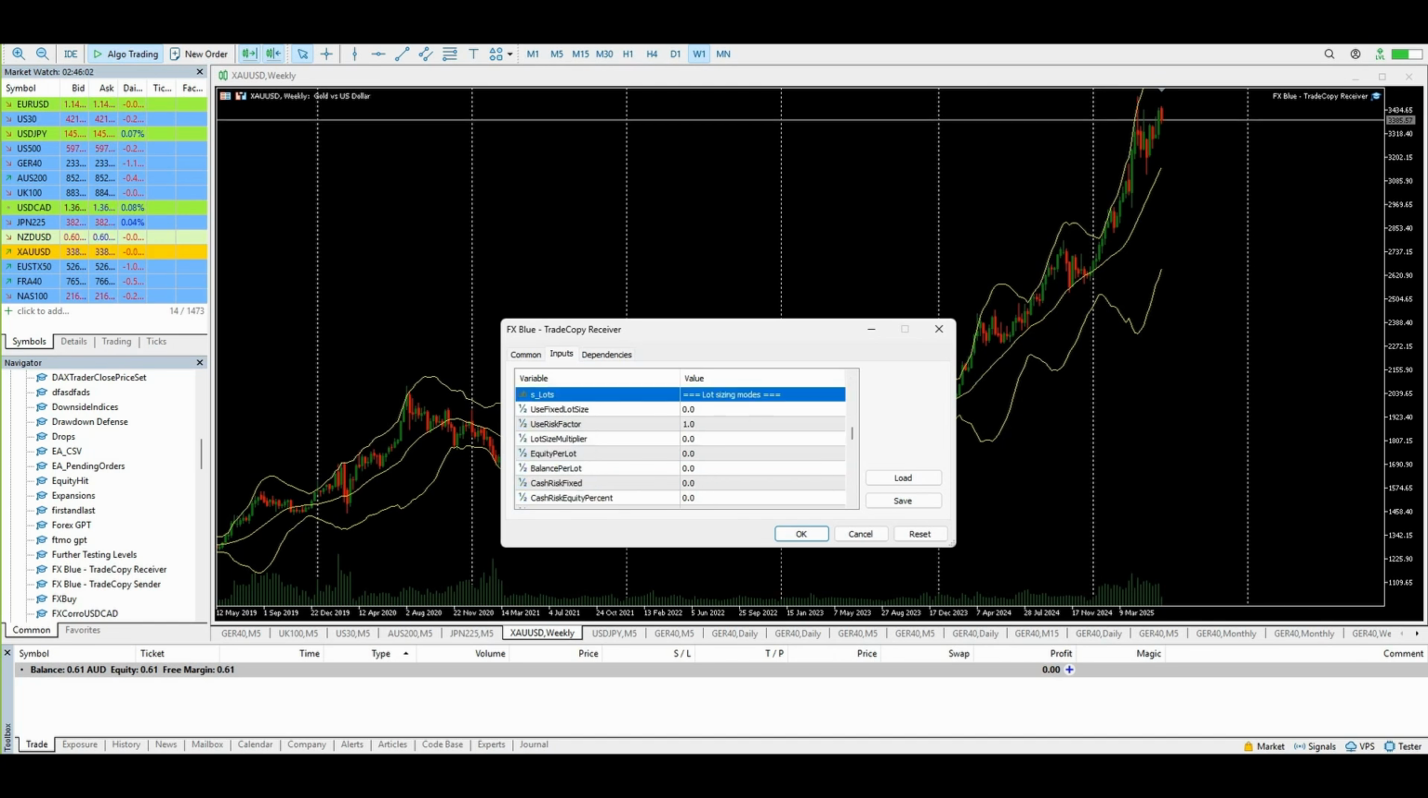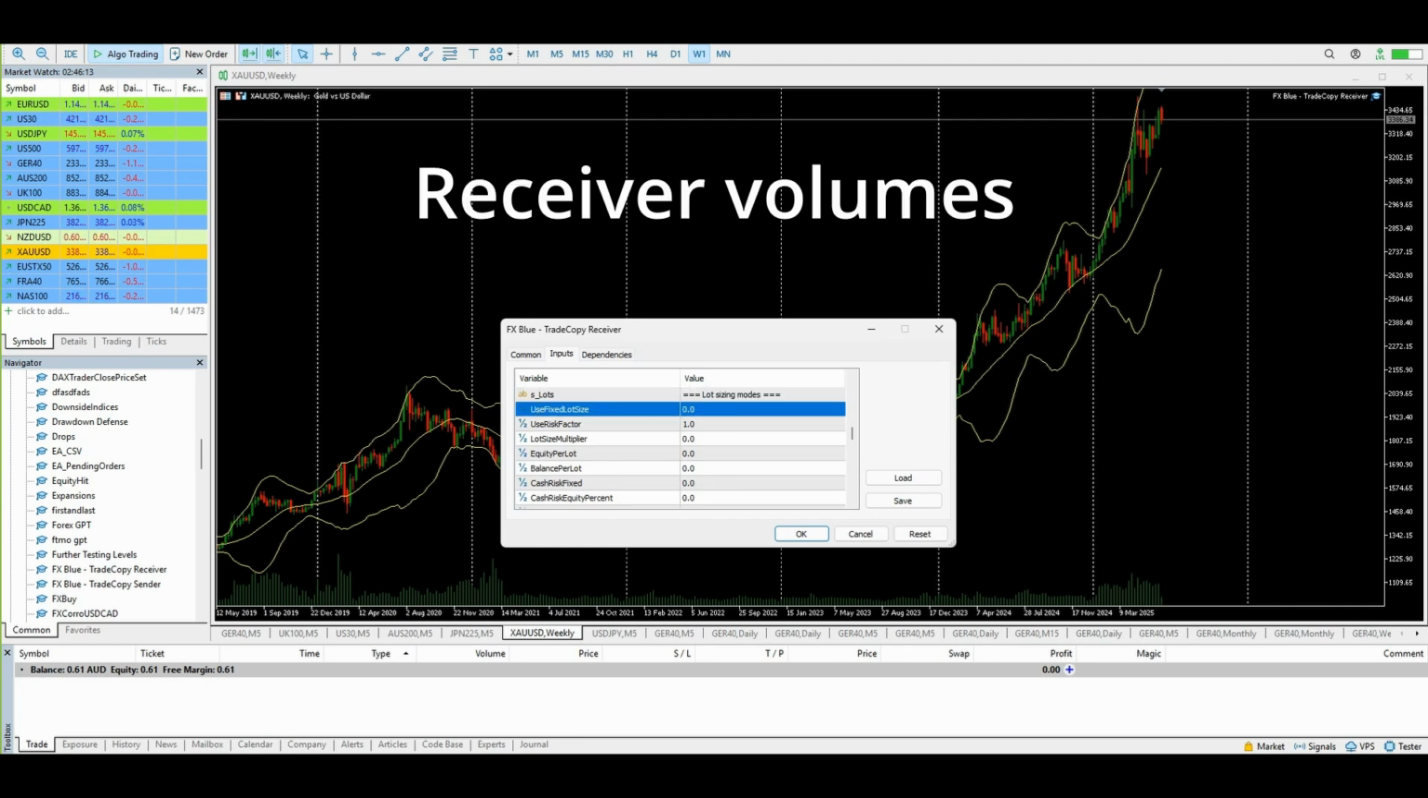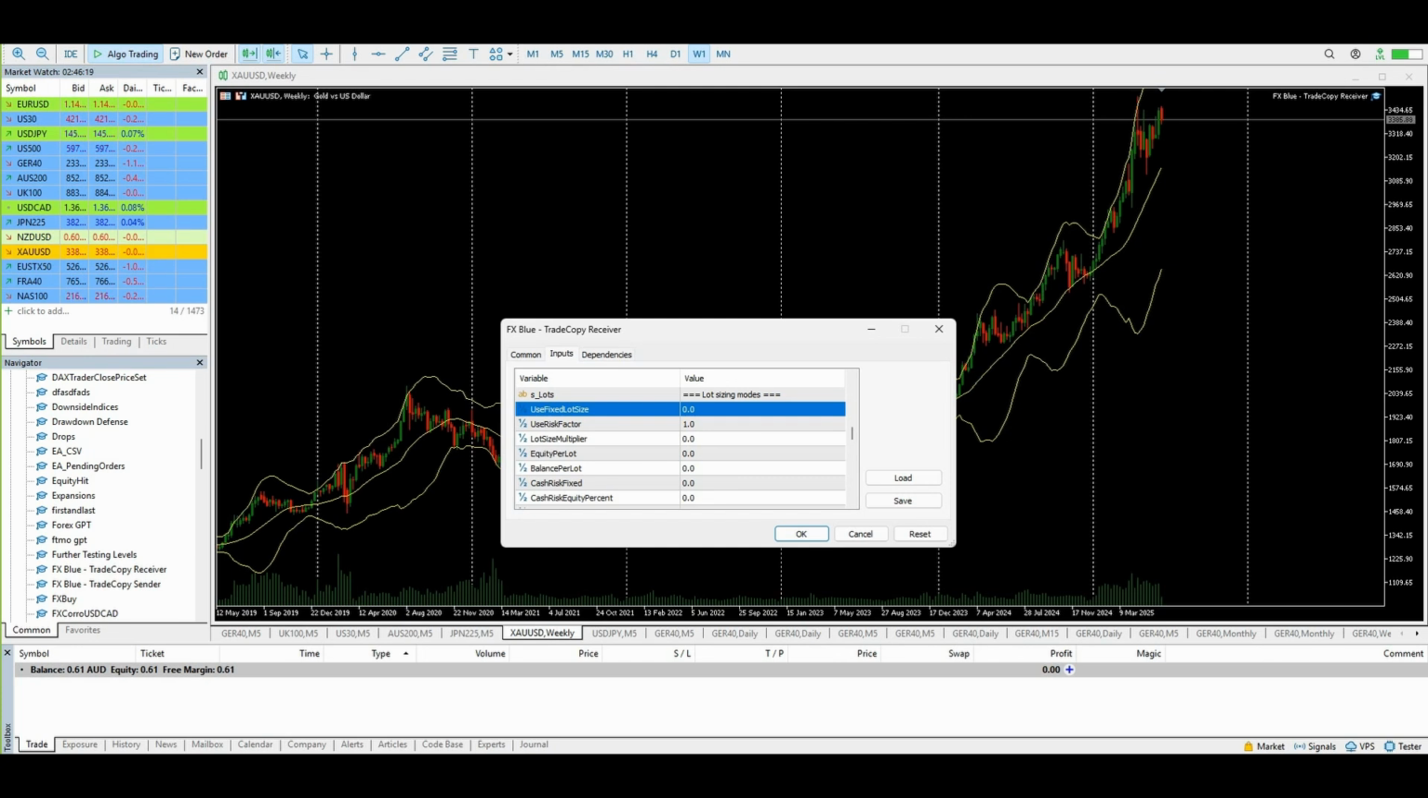On the receiver side is where you can generally set more of the options for volume. So you've got used fixed lot size, which basically means that every trade that comes through, you would be using a fixed lot size on the trade. So let's say the sender sends through a trade at 0.01 and then you've got it set to 1 here. It would change that 0.01 to a 1 full lot for all trades that come through. If the sender sent a 0.05, it would still trade at 1.0 on the receiver side.